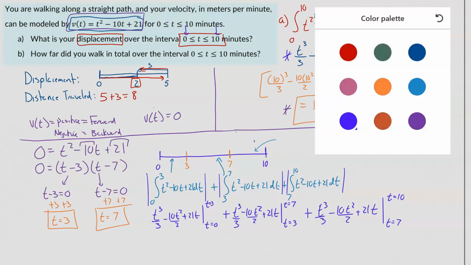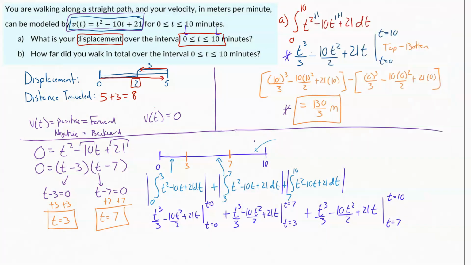So again, you're just going to come through and play the top minus bottom game as you go through all of these. You're going to take that top value, plug it in, and subtract off the bottom value plugged in. When we do that for this first one here, after we do all that work, we're going to get out a positive 27 meters. When we go to do the second piece here from 3 to 7, we would end up getting out negative 32 over 3 meters.